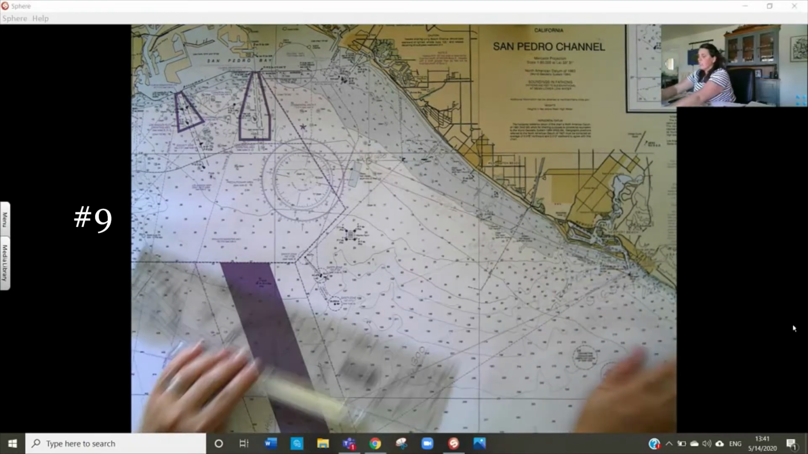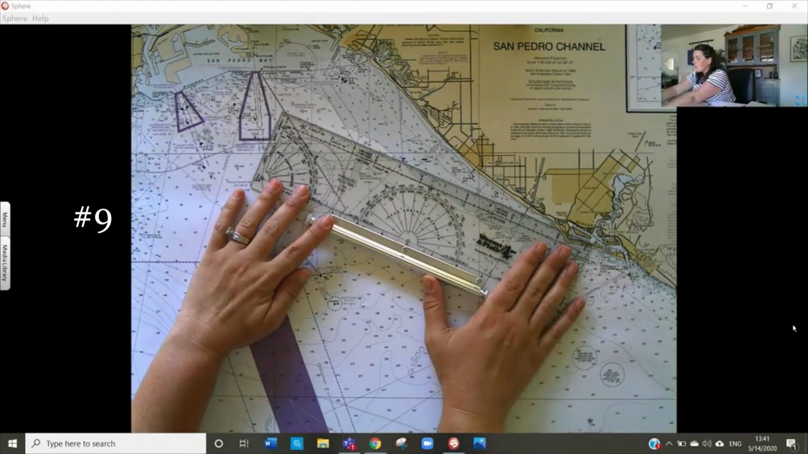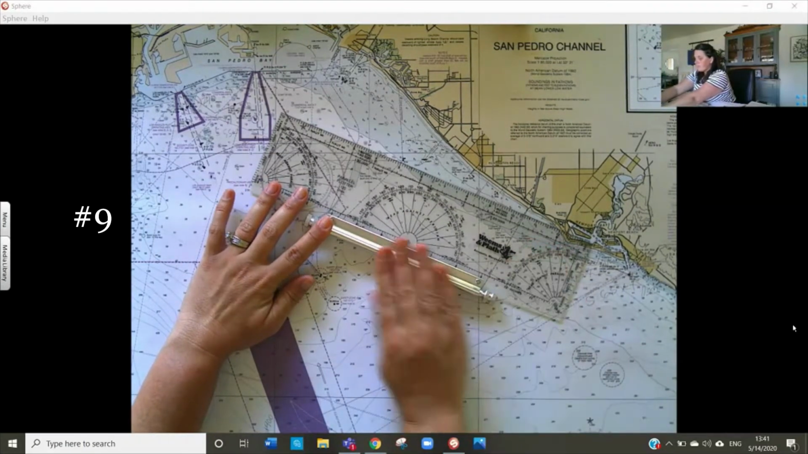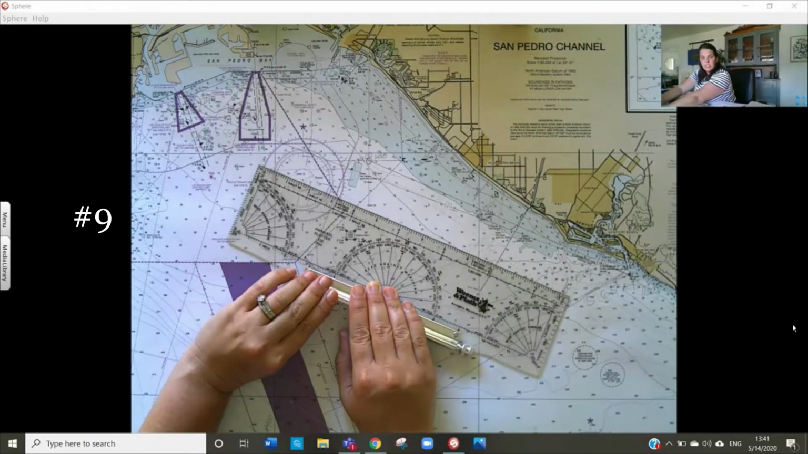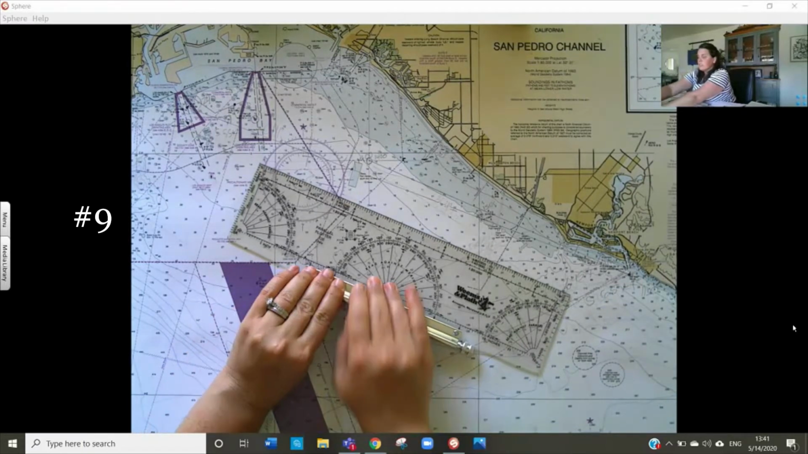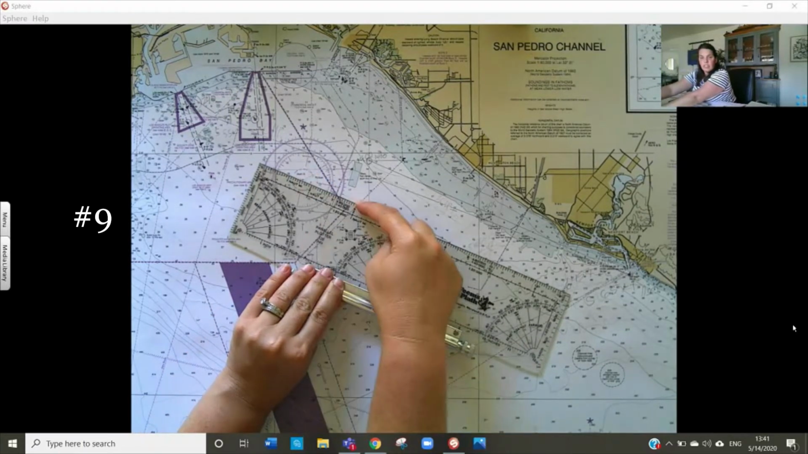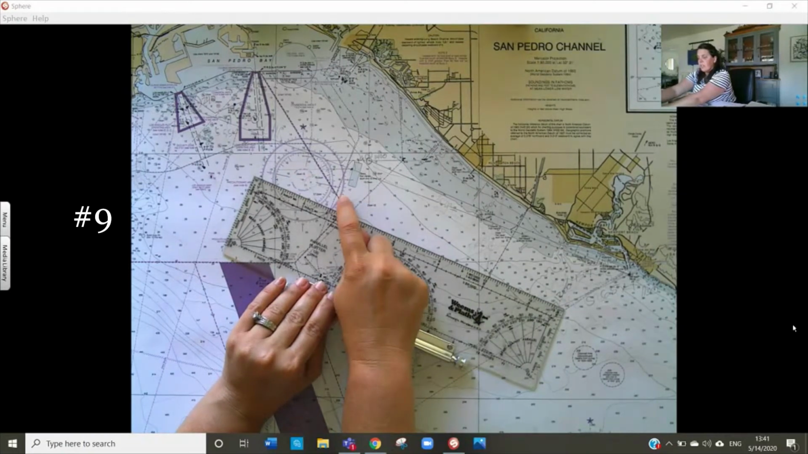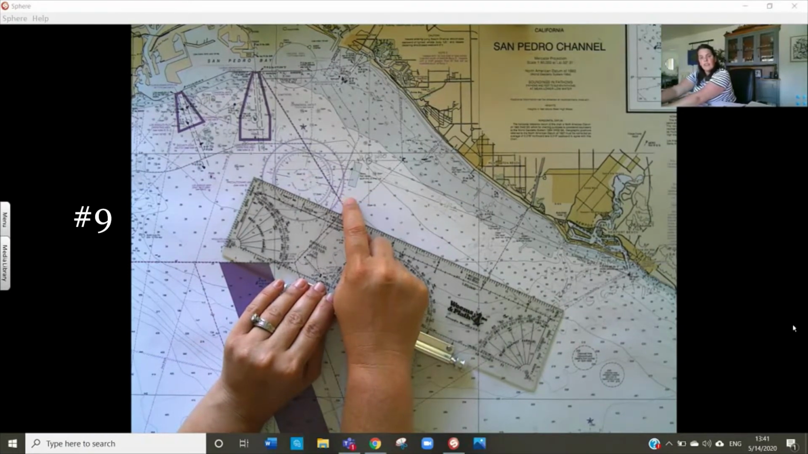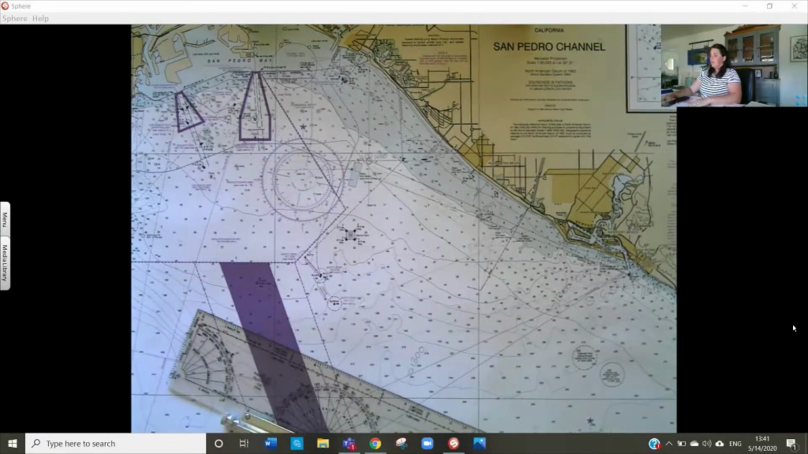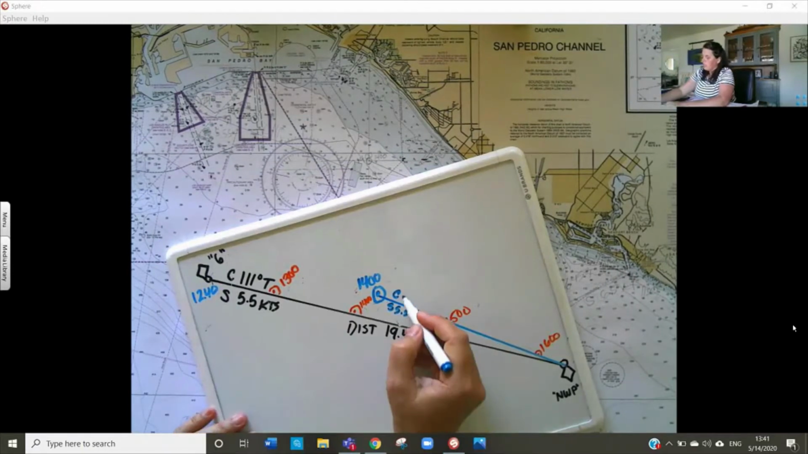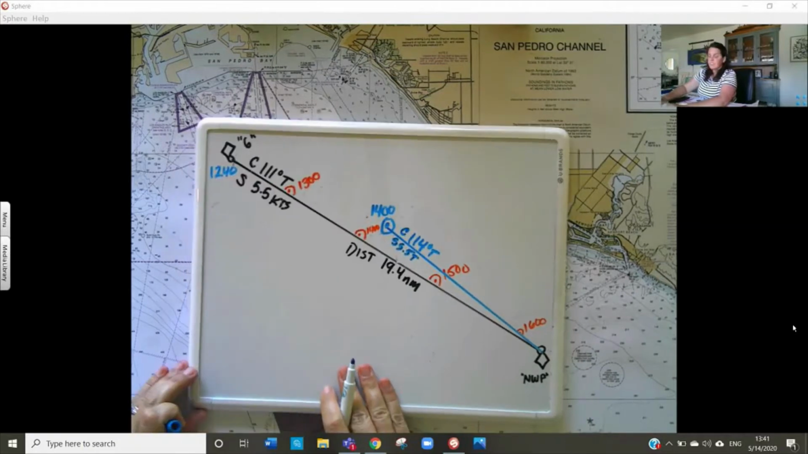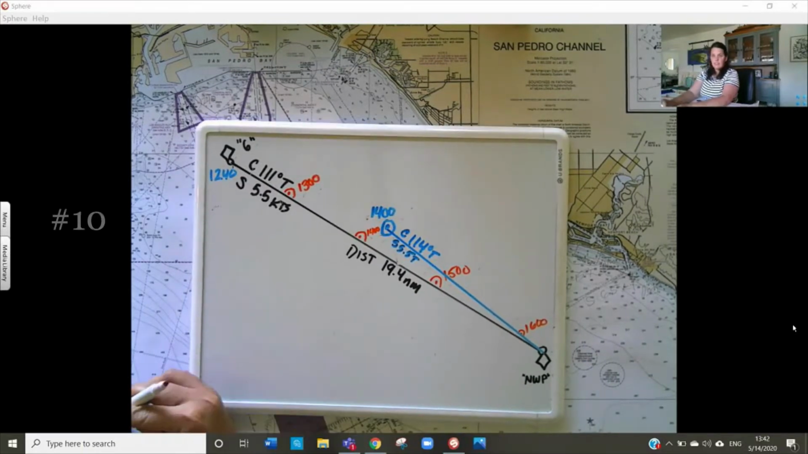I can also use it with my roll plotter or parallel rule. Line it up on the new line, and then bring it down to the center of our compass rose and draw in our line. So we have a line slightly to the right of our original line. So now we have a course of 114 degrees true, and it asks us what is our new ETA.